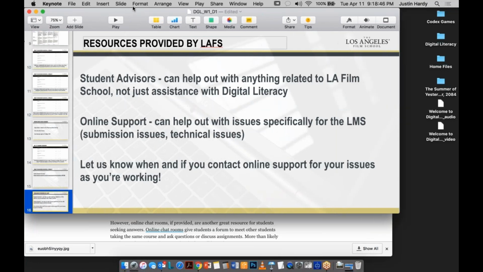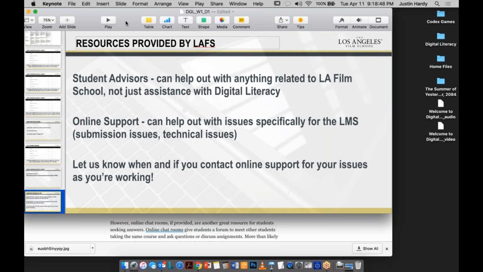Before we do that, here's one more resource for you guys: your student advisors. These guys are your lifeline for everything unrelated to digital literacy as a class. They can help out with anything related to your LA Film School concerns. It's not just assistance with digital literacy. They can help you with the course, of course, but anything else related to your LA Film School experience, they can handle that as well.